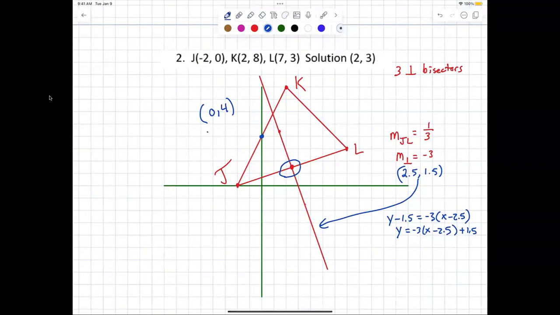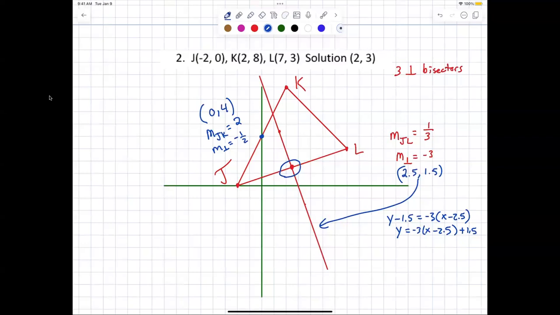So now I need the slope of JK. Somebody help me with the slope of JK. 2. Anybody agree it's 2? So now the slope of the perpendicular would be what? I don't think this is that hard. -1/2.